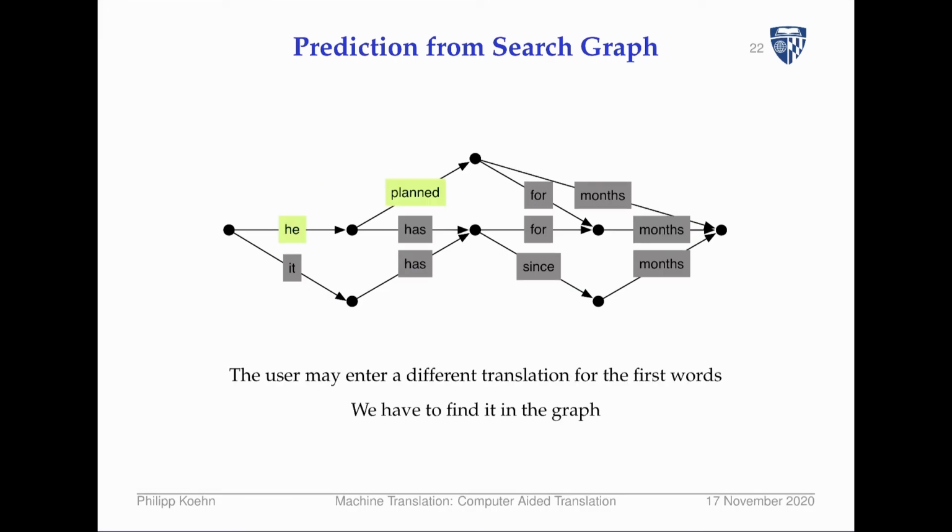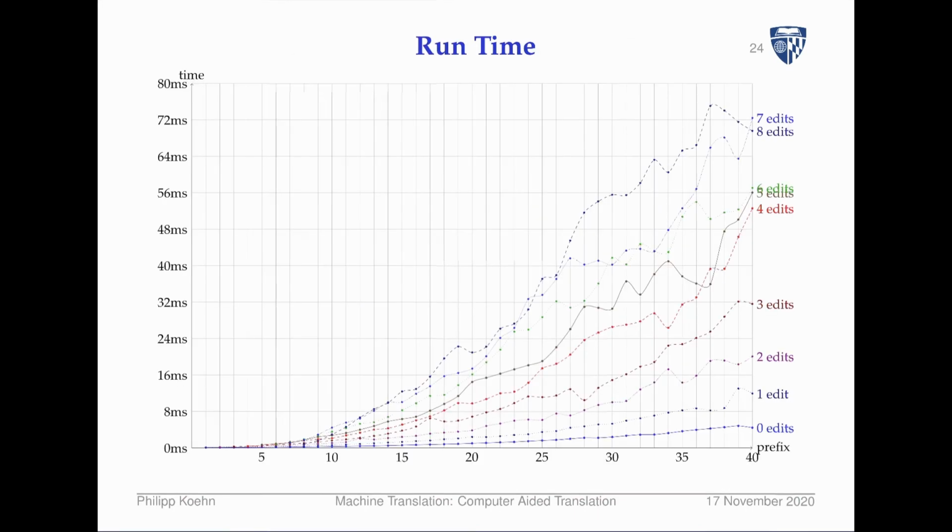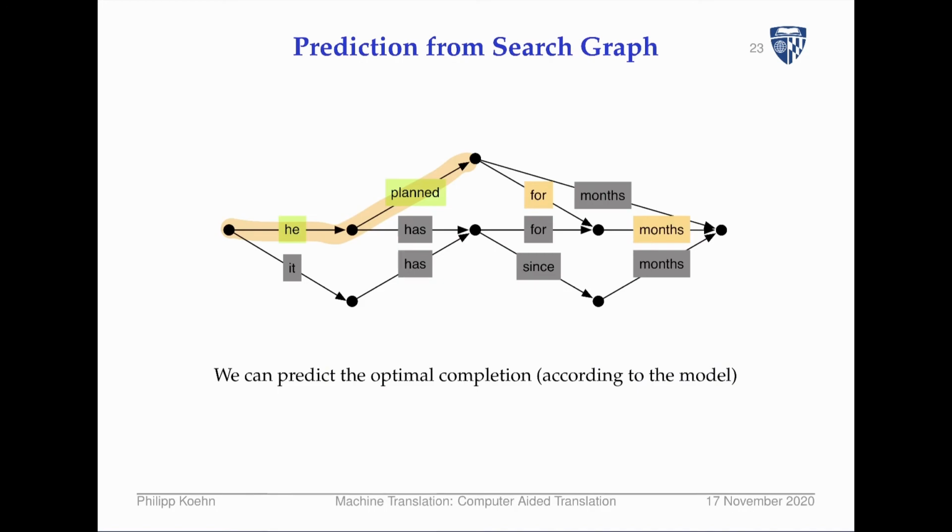So if the translator, however, decides that they want to start with he planned, then, oh yeah, that's in our graph too. It's not our best path, but it's also in our graph. So we're now going to continue from there with the best continuation. So you find the best path in the graph that is constrained by this prefix, but otherwise has the highest probability. This method works as long as what the translator typed in is actually in the graph.